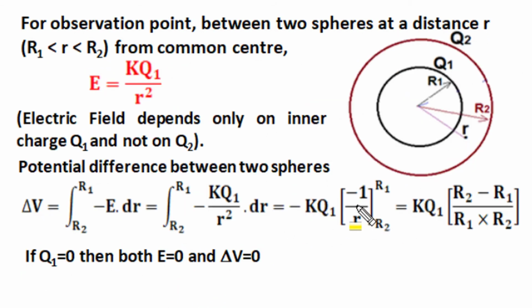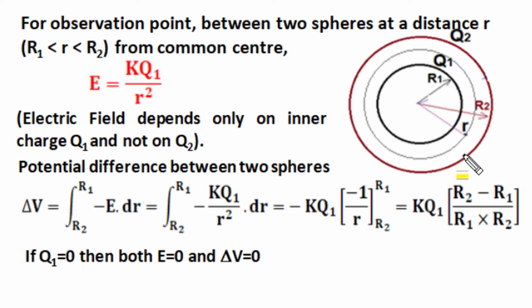To find out the electric field intensity and potential at this observation point, which is in between these two spheres at a distance r from the common center of the two spheres, this r is greater than the radius of the inner smaller sphere and is less than the radius of the bigger outer sphere. To find out the electric field intensity at this observation position by Gauss law, we have constructed a closed Gaussian surface, which is again a sphere of common center and radius small r.